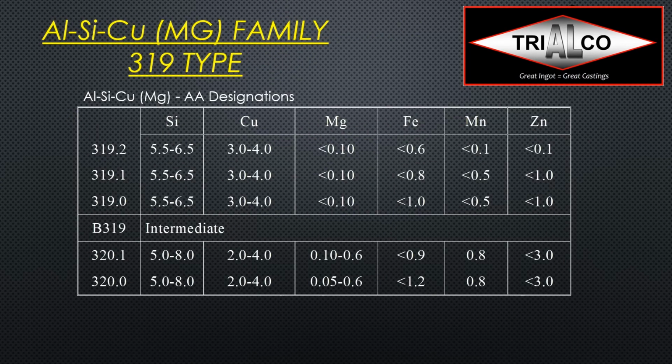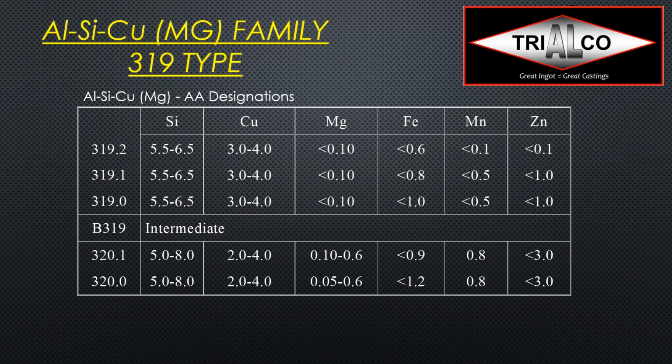So if we add copper to the 300 series aluminum silicon alloys, we get to alloys like the 319, a very common alloy for cylinder heads, for example. It has about 6% silicon and 3 to 4% copper, and other than that, it doesn't really have much else. It is usually a secondary alloy and therefore has relatively high iron content.